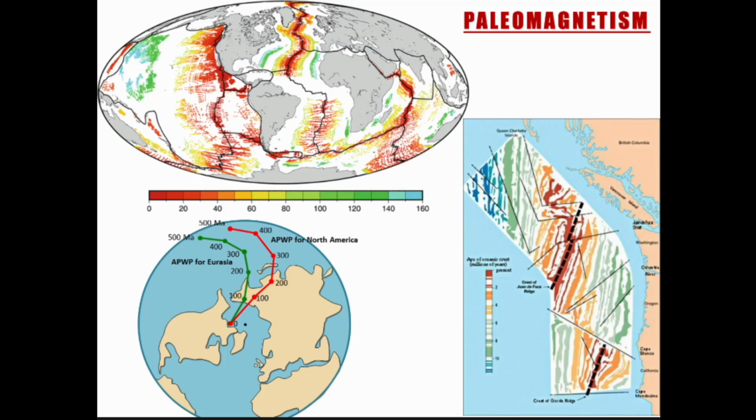The study of paleomagnetism gives us some incredibly important evidence for shifting continents and the theory of plate tectonics. Specifically, right now we're going to talk about apparent polar wandering paths.